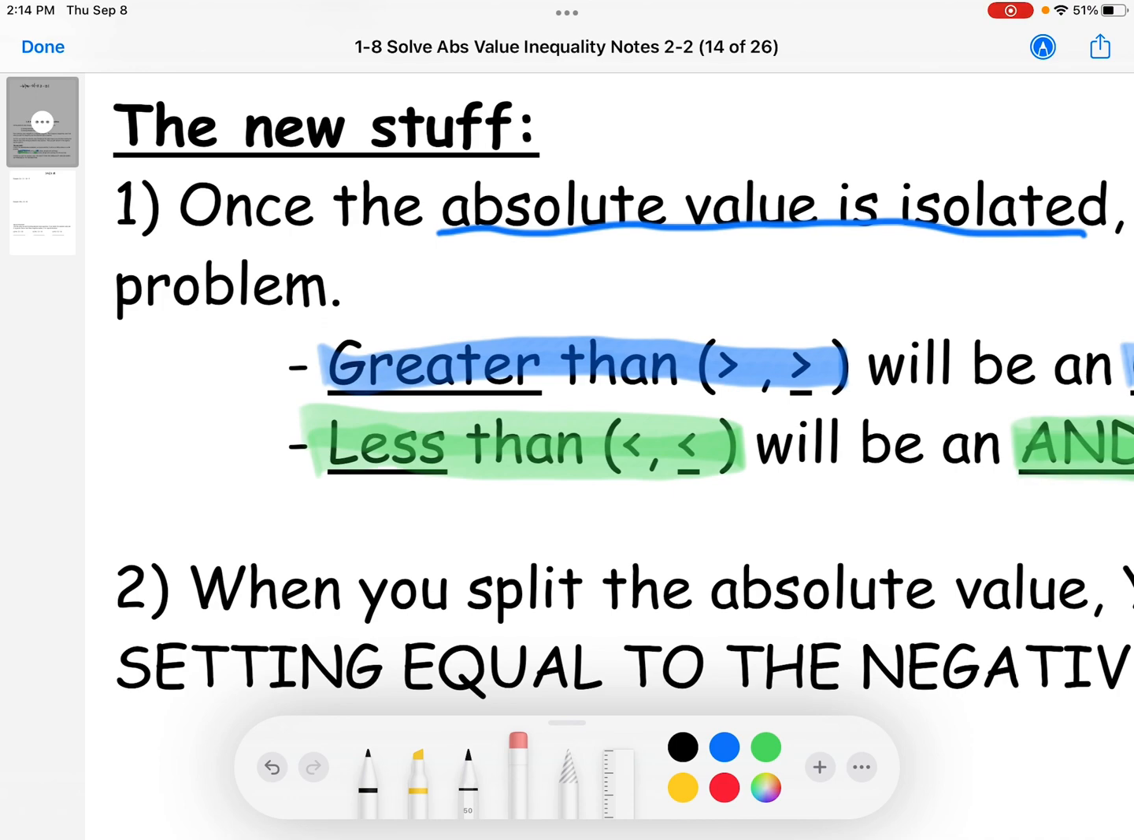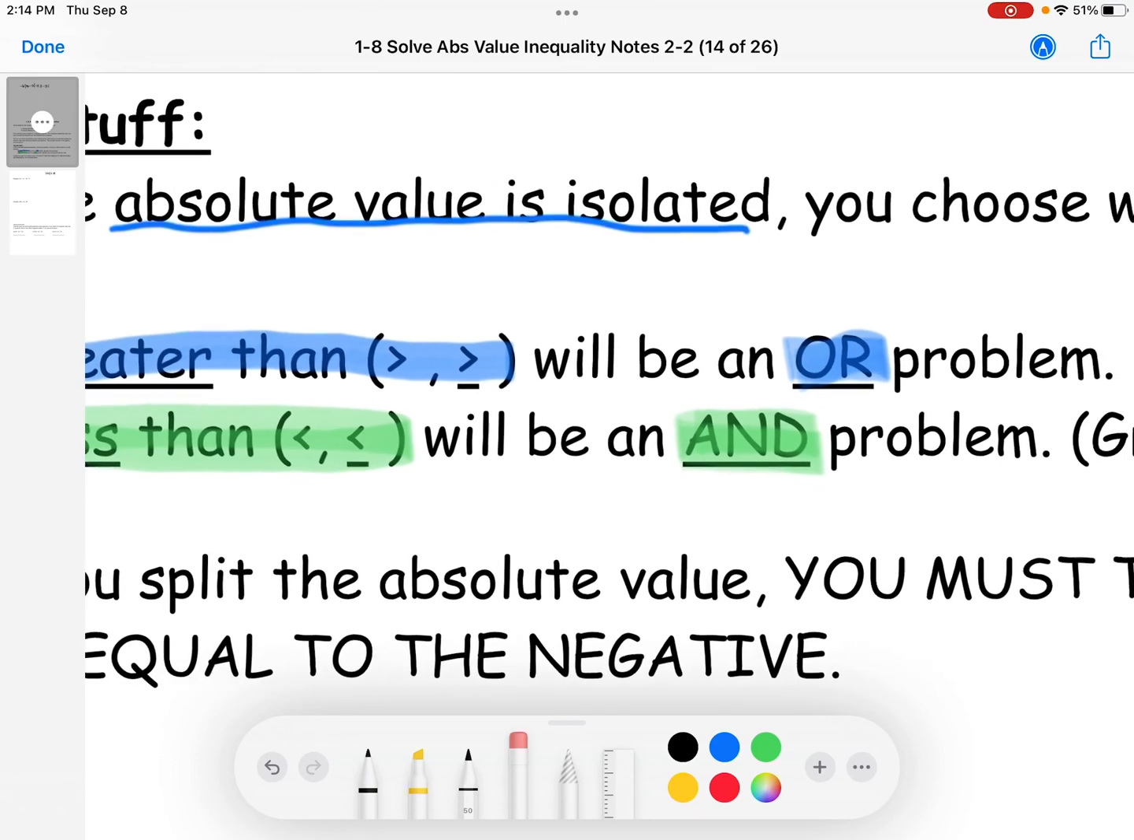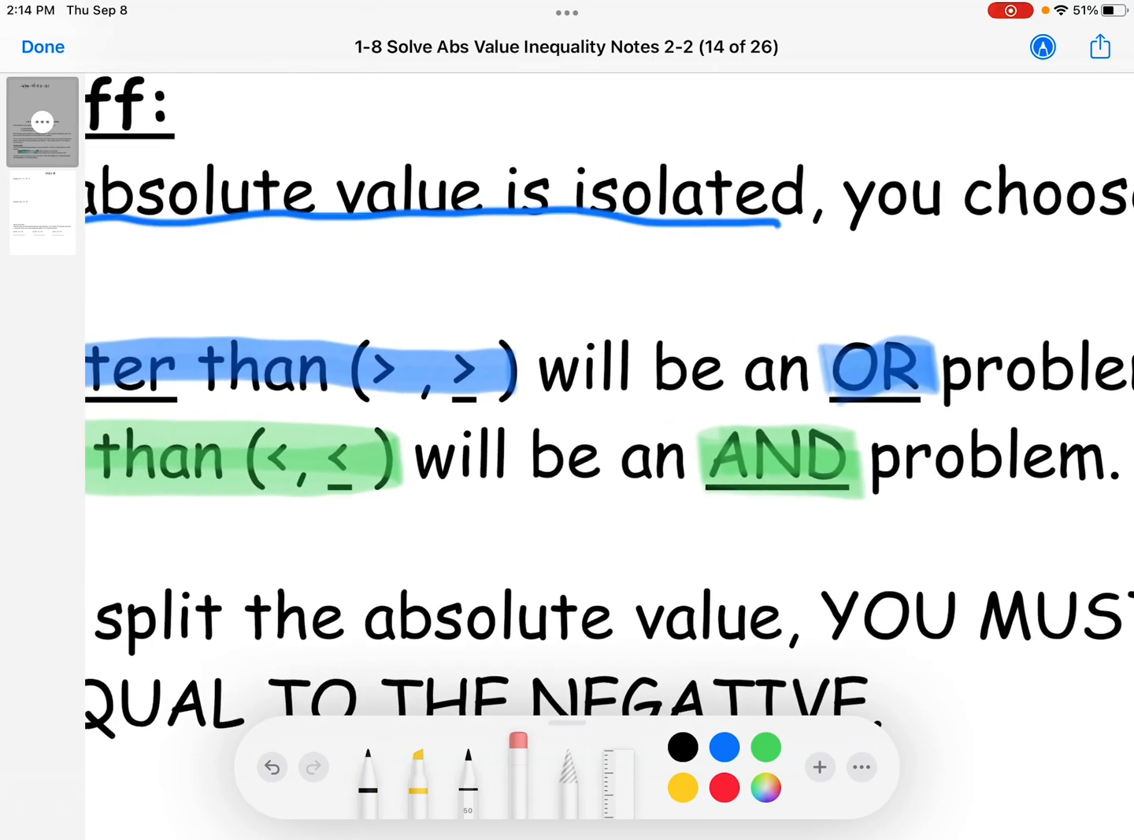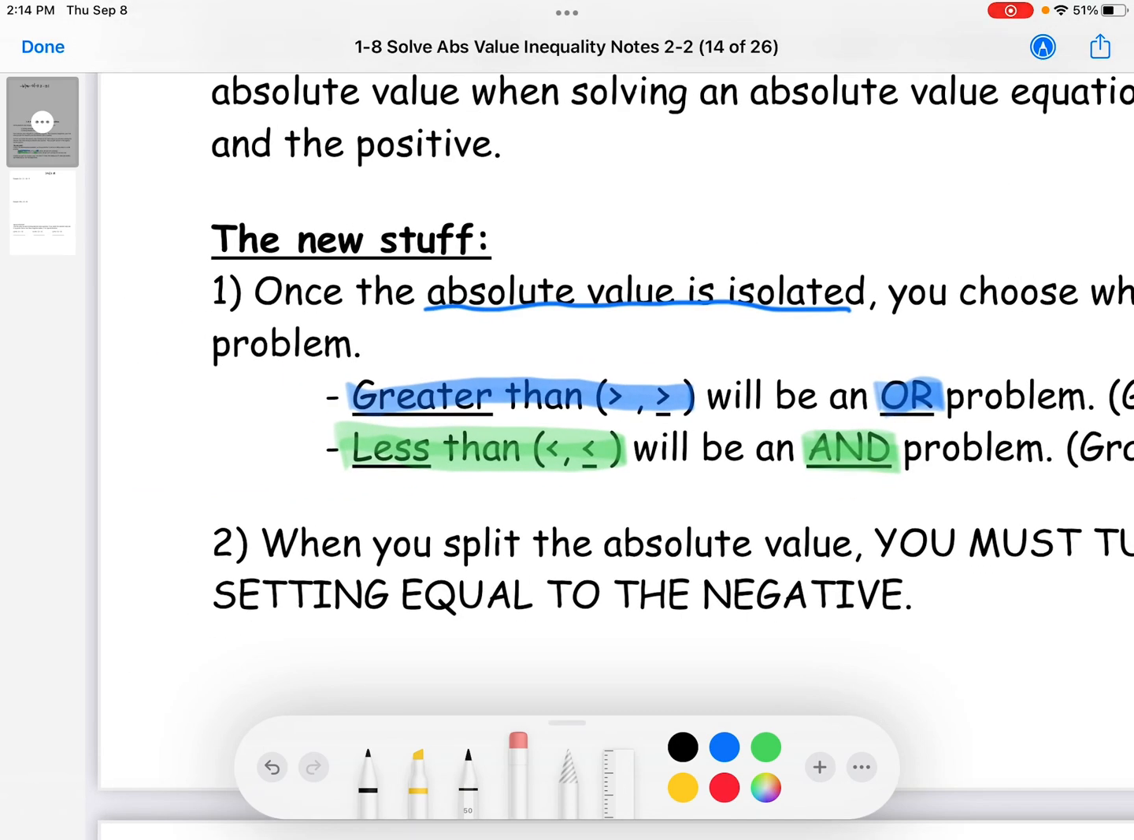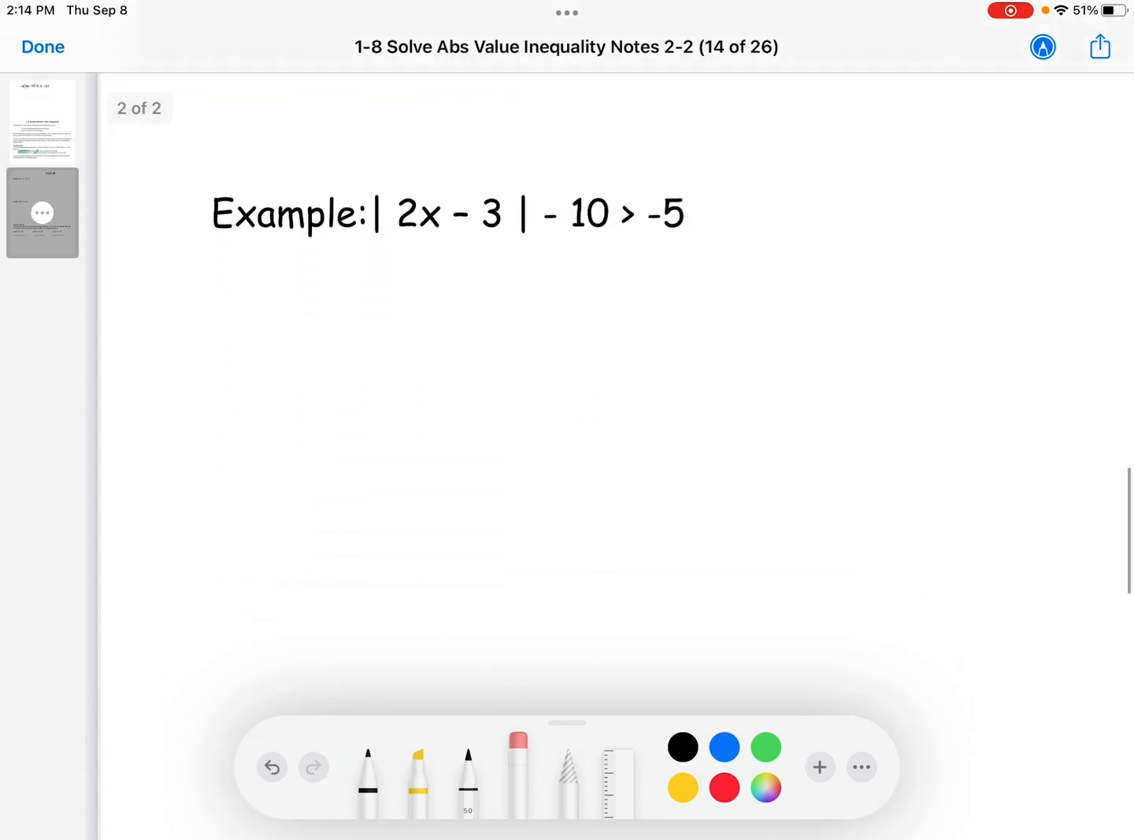What that means for us is that there is something else attached to our answers. Either the word and or the word or will be part of our answers when we describe our solutions today. So you're going to see how a lot of it is very similar, and how a lot of it is very different from that previous section that we did of absolute value equations. Let's jump in on the first example.